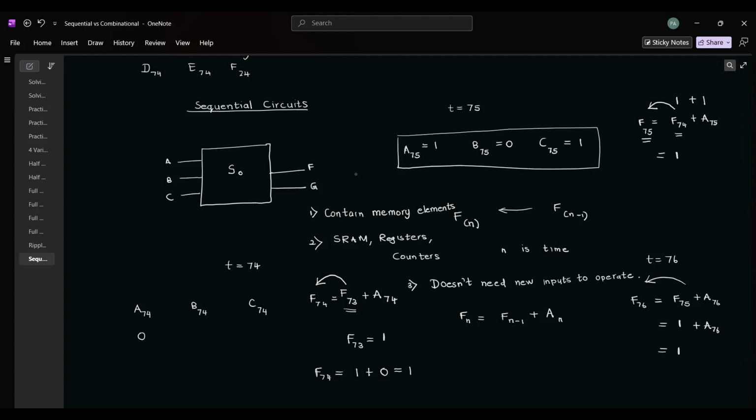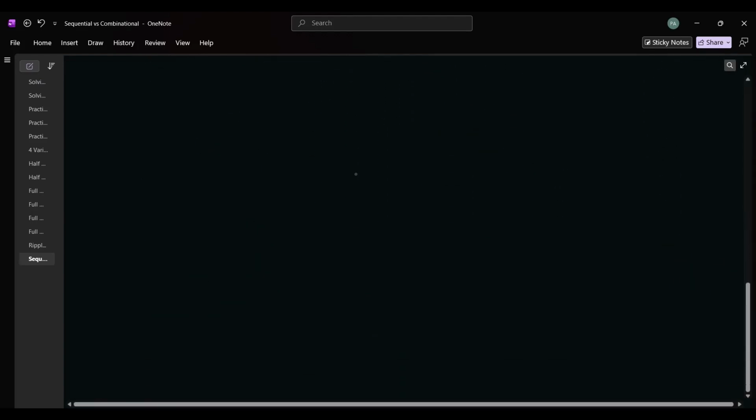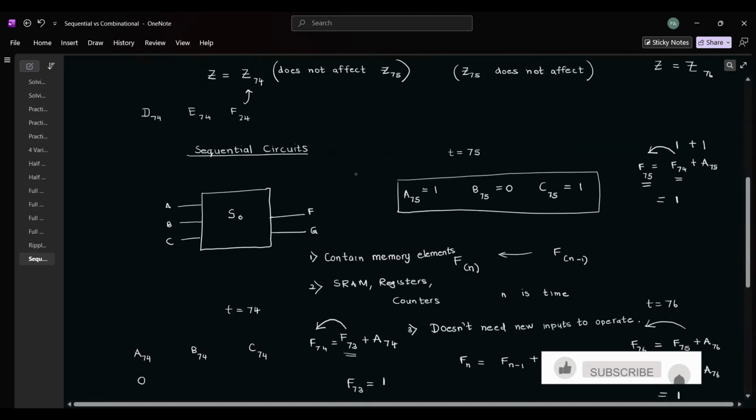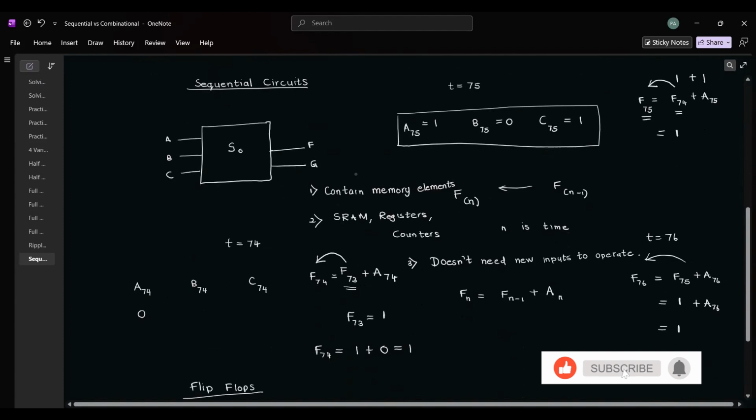We are going to learn about flip-flops in the next video. Let me introduce that idea before we jump in and start drawing things. Flip-flops are built from logic gates, obviously, and they can store one bit of information. I haven't told you how this works, not yet. I have just told you this is the function of sequential circuits.